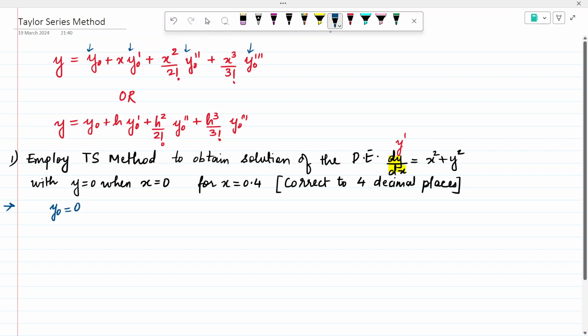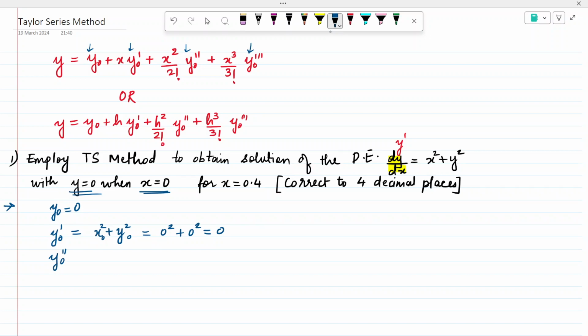My y0 is 0. y0 is at x equal to 0. To calculate y0 dash, I'll calculate the value of x square plus y square at x equal to 0 and y equal to 0. So that will become 0 square plus 0 square, which is again 0. Now y0 double dash. To find y0 double dash, we'll take the derivative and apply the chain rule at the same time. Your derivatives are with respect to x.